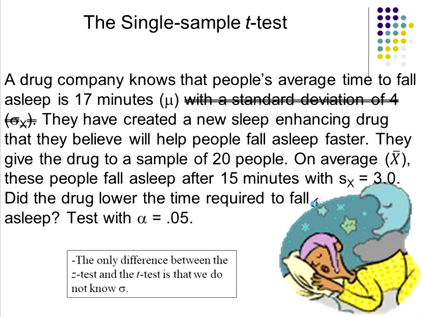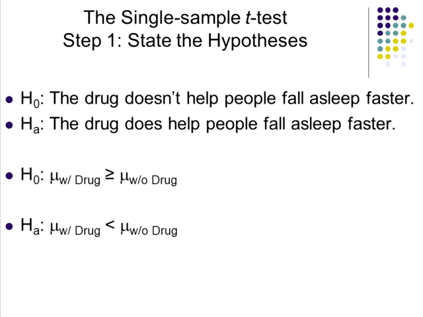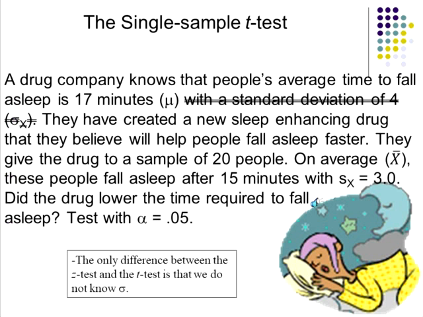So let's try this example. It's the exact same example, but look what I wiped out. Pretend we've got the exact same thing, and we know the average time to fall asleep is 17 minutes, mu, but we just don't know that standard deviation. And so I have a new sleep drug, I gave it to 20 people. Everything else is exactly the same, but now I just don't know sigma. Okay? So given this example where I just do not know sigma, let's try it. But again, otherwise everything exactly the same.